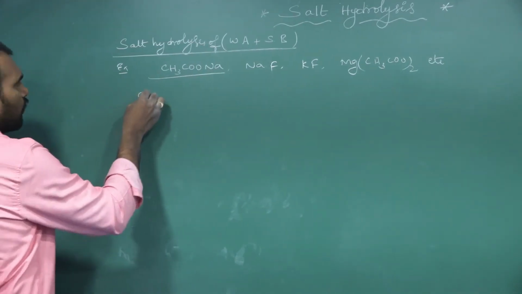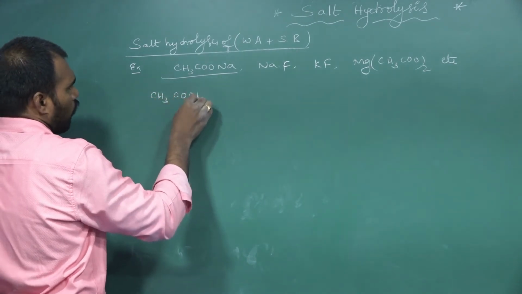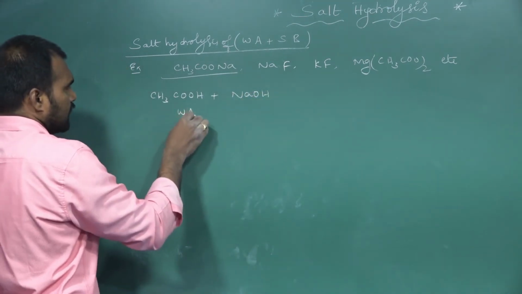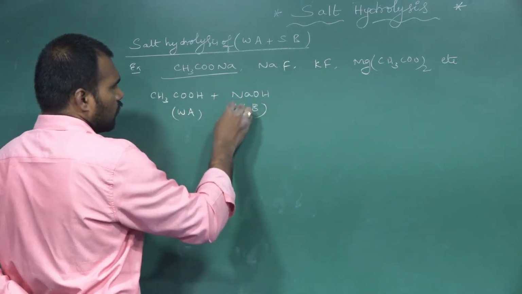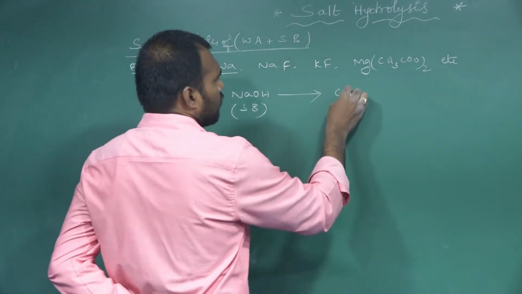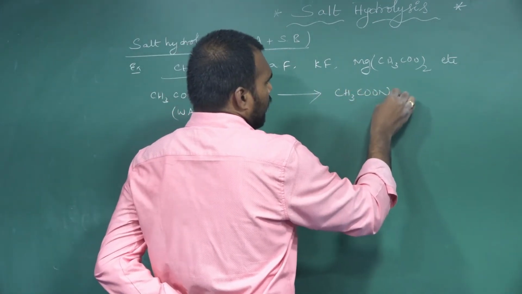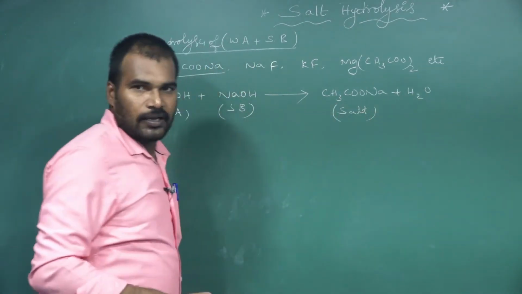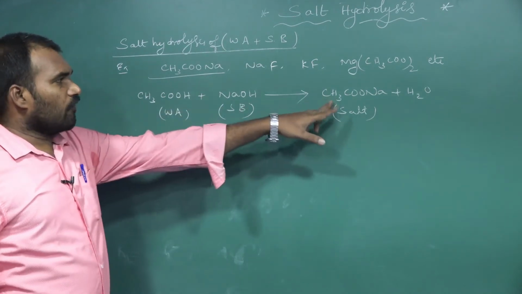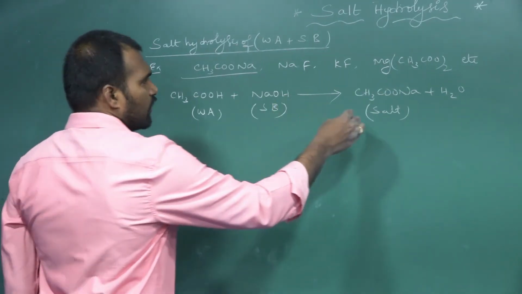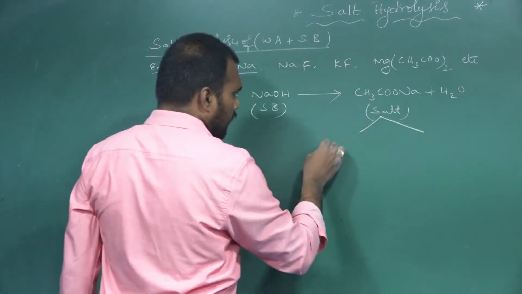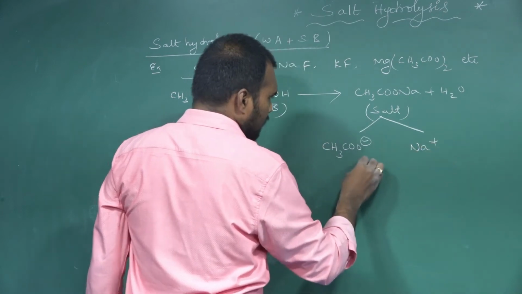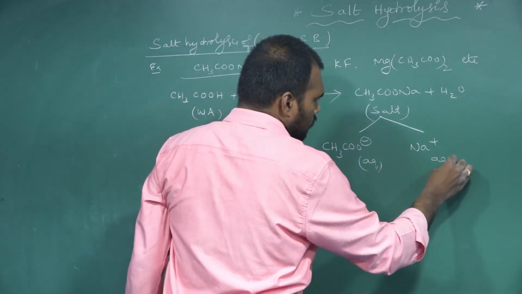How will sodium acetate form? CH3COOH, a weak acid, with a strong base NaOH. It's a weak acid and it is a strong base. When we mix, we will get CH3COONa and water. This is a salt. Now it's a salt of weak acid and strong base, and this further dissociates into ions, that is CH3COO minus ion and Na plus ion in their aqueous solutions.